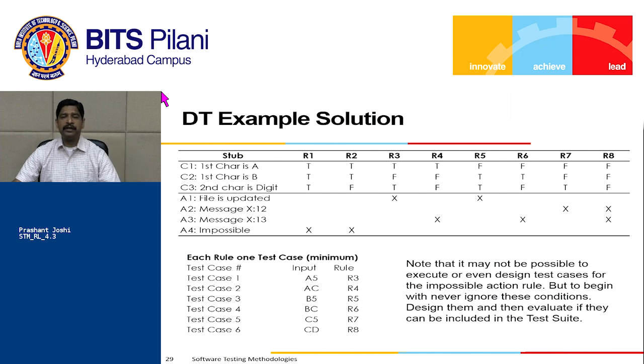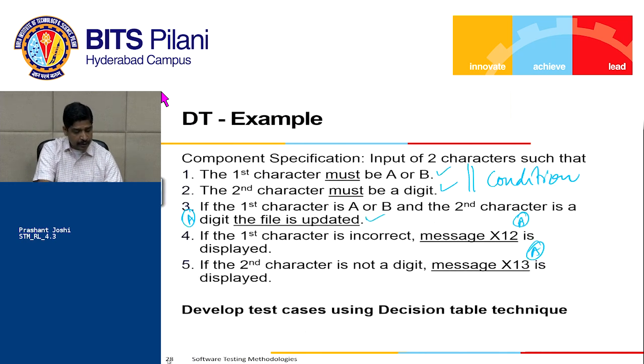So here is how we built the conditions. C1 is first character is A. C2, first character is B. And C3, second character is a digit. This is what came to us from the first two statements. This is where my conditions came in.